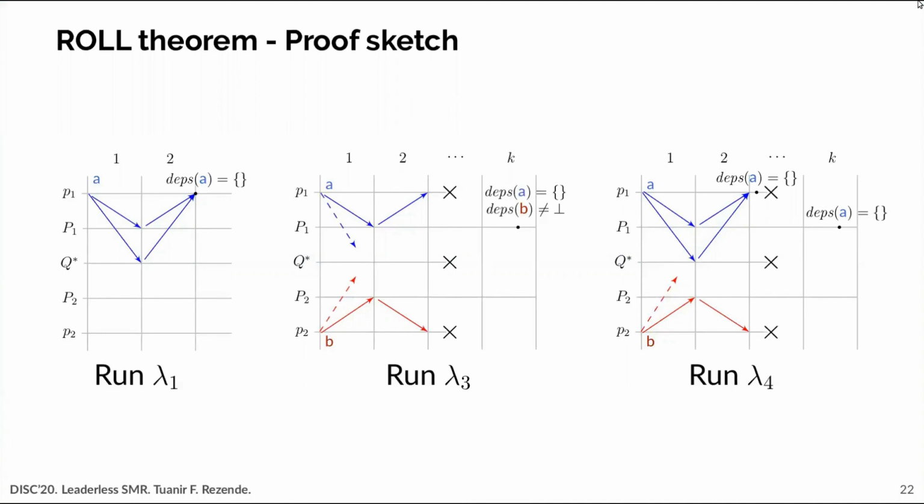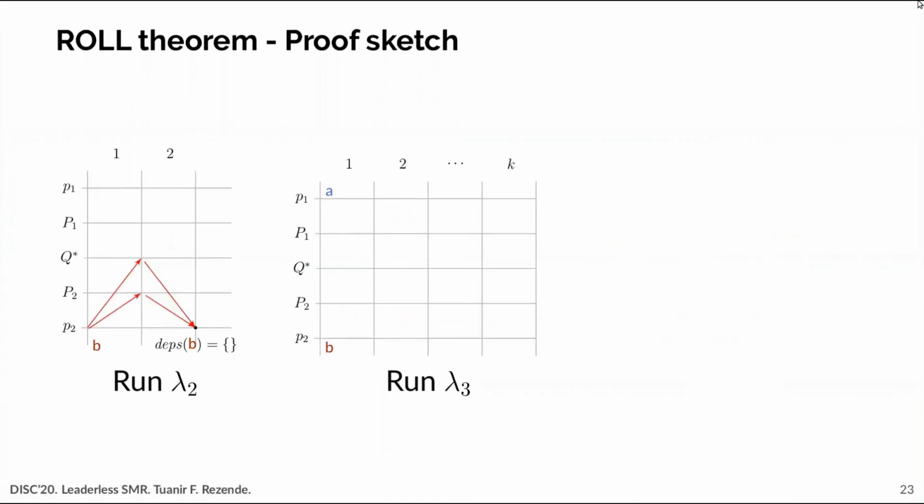So by the stability property, we have that the processes P and P1 decide the same dependencies for command A. The dependencies of A is an empty set. A symmetric argument to the one I just explained can be made using the previously mentioned run lambda2 and a new run lambda5 similar to run lambda4.